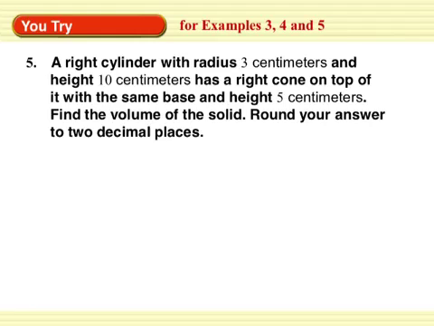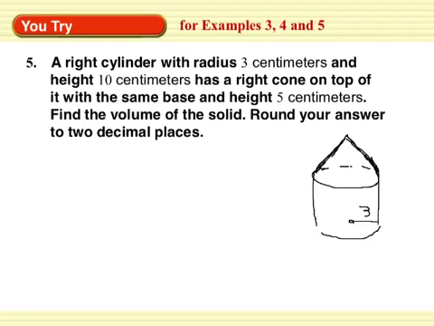Okay, a right cylinder has a cone on top. Which means that would, can't really dot that with that big eraser. Okay, the right cylinder has a radius of 3 centimeters and a height of 10 centimeters. The right cone has the same base and a height of 5 centimeters. Okay, I've drawn you a picture. Try to finish it on your own.